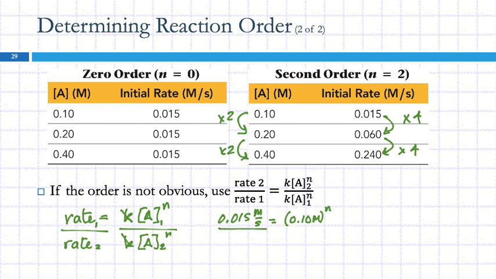And the second one, I'm choosing to use this third line here. The rate is 0.240 molarity per second. And there the concentration was 0.40 molar. It's also raised to the power of n, because n doesn't change either. Oh, I left out the molarity. That's better.